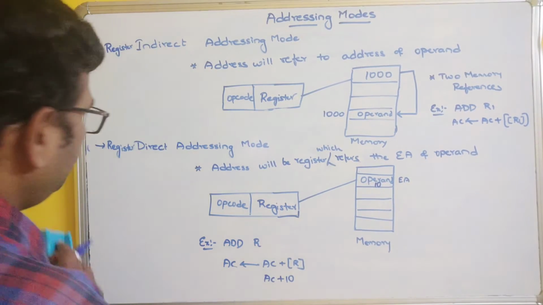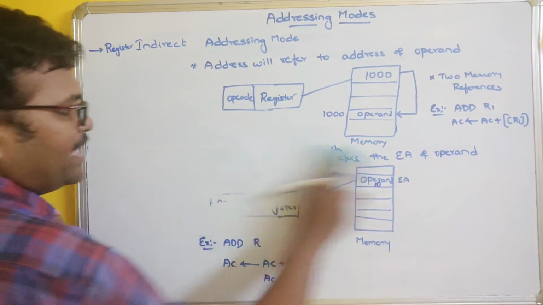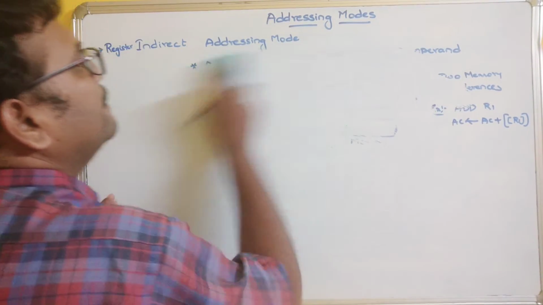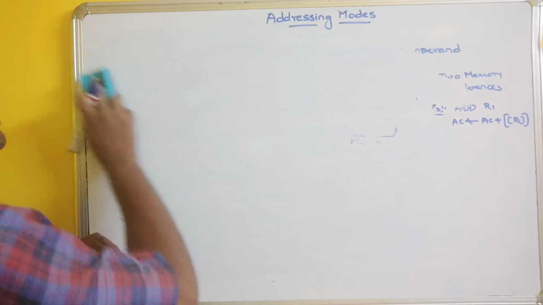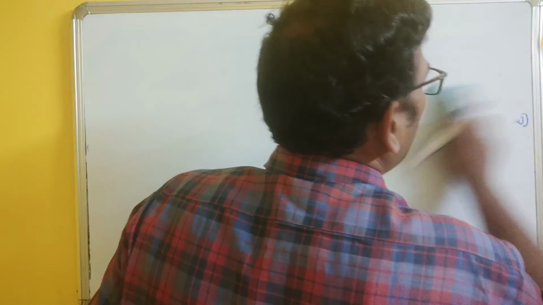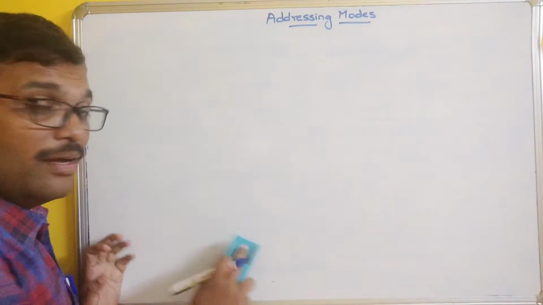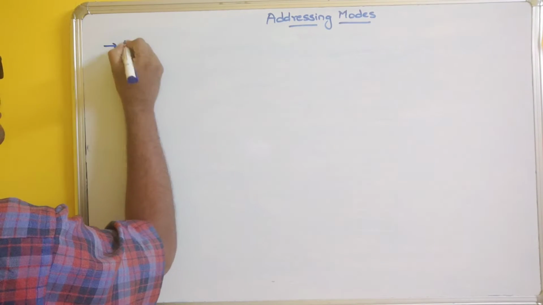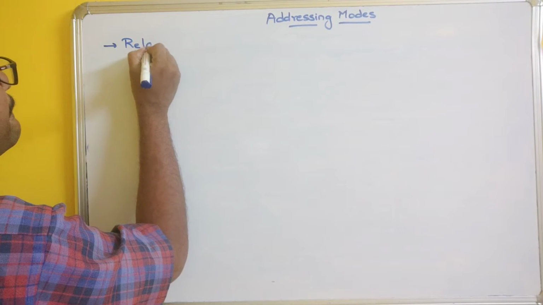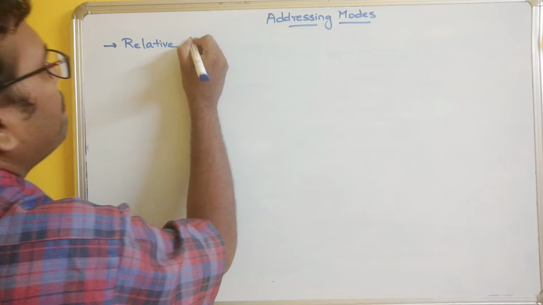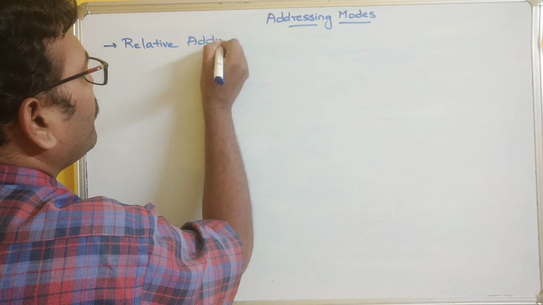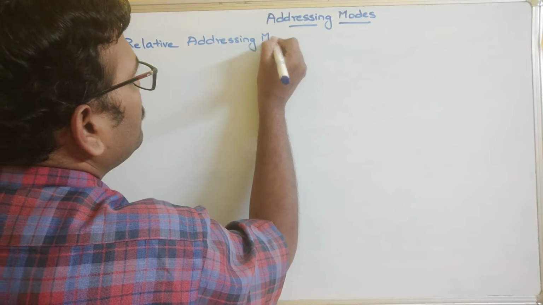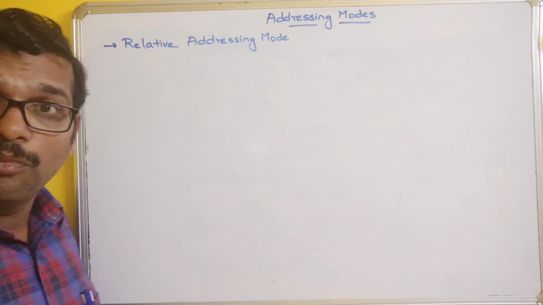And the next one, relative addressing mode. See, these many ways we can refer to the effective address. That means I calculate the effective address in order to perform the operation. So the next one, relative addressing mode. What is this relative addressing mode?